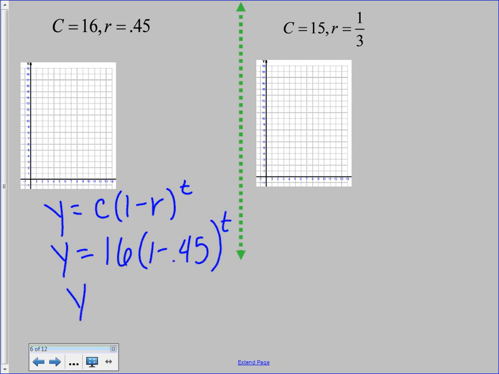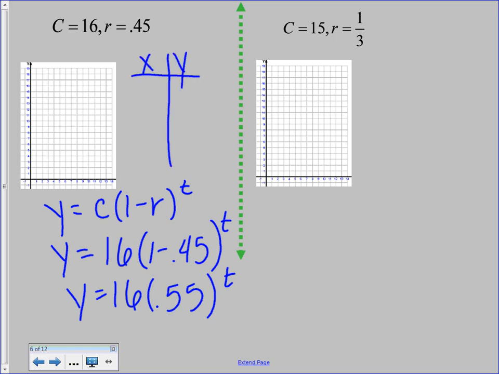So now I want to simplify what's in the parentheses just to make my life a little bit easier. So that's 0.55 raised to the t power. Now I want to go through and plot the points. If you want to make a chart, feel free to do so. The good x values are 0, 1, 2, on the way down from there till you feel confident about your exponential shape. We're crossing the y-axis at 16. Again, our c is our y-intercept, so we're crossing at 16.